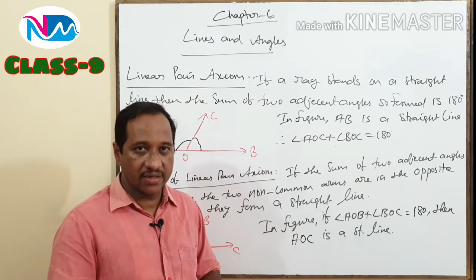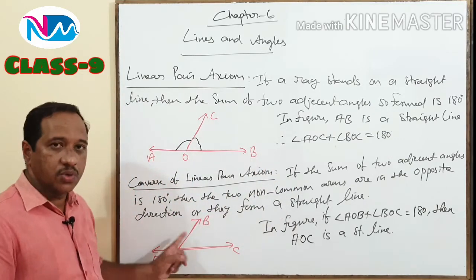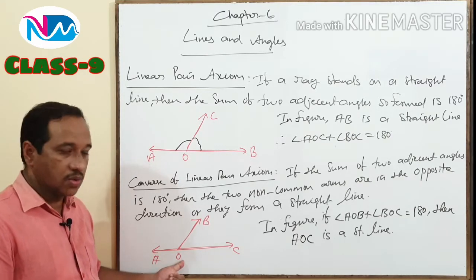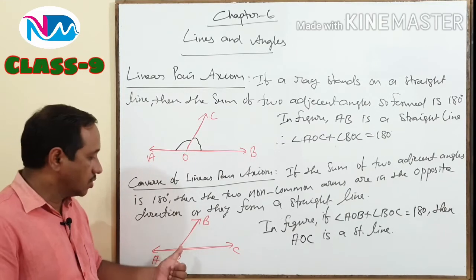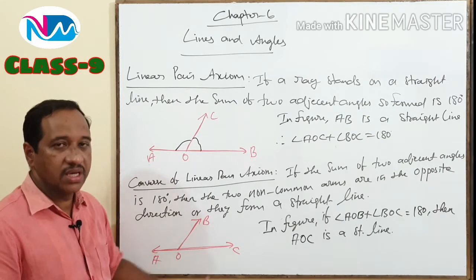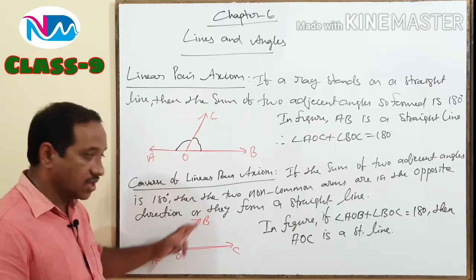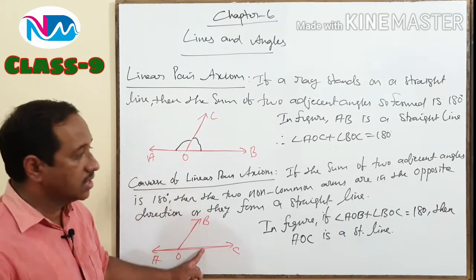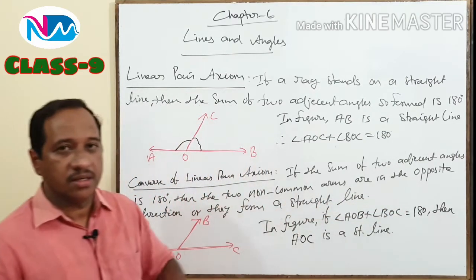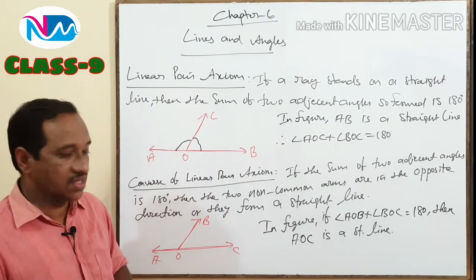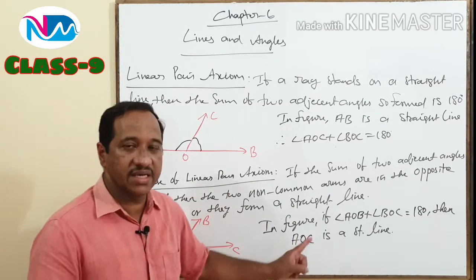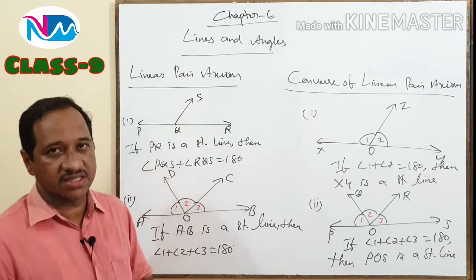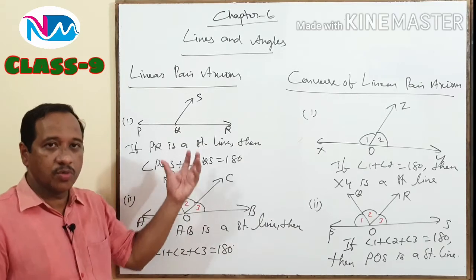form a straight line. In the figure, we have two adjacent angles, angle AOB and angle BOC, with the common vertex O, common arm OB, and the non-common arms OA and OC are on either side of the common arm. If angle AOB plus angle BOC is equal to 180, then by the converse of linear pair axiom, AOC is a straight line. To understand linear pair axiom and converse of linear pair axiom, let us consider a few more figures.